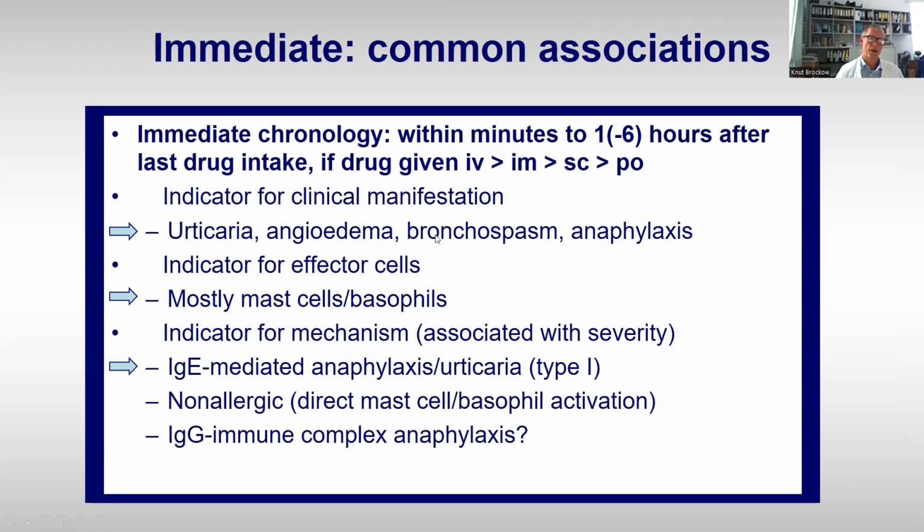So you may develop urticaria, angioedema, bronchospasm, or anaphylaxis. It is an indicator for effector cells, because so fast only mast cells and basophils are able to react. So it's an indirect indicator for a potential mechanism which is associated with severity. It may be, and you cannot tell which is true, an IgE-mediated anaphylaxis or type 1 urticaria. It may be non-allergic, like a non-steroidal anti-inflammatory drug hypersensitivity. It may be, and this is not well studied, perhaps even an IgE immune complex anaphylaxis.